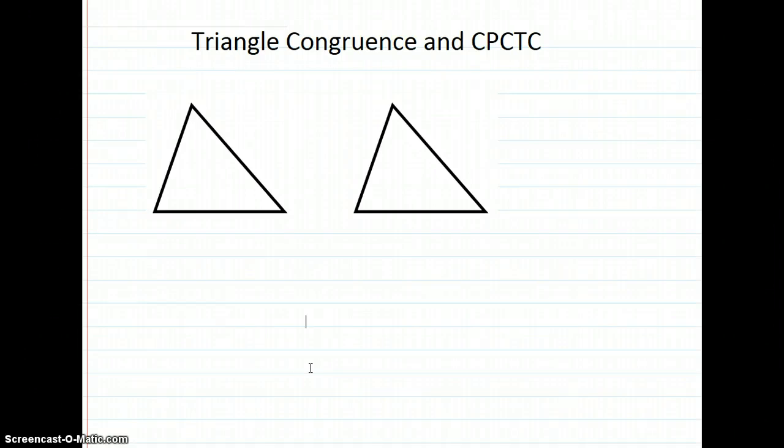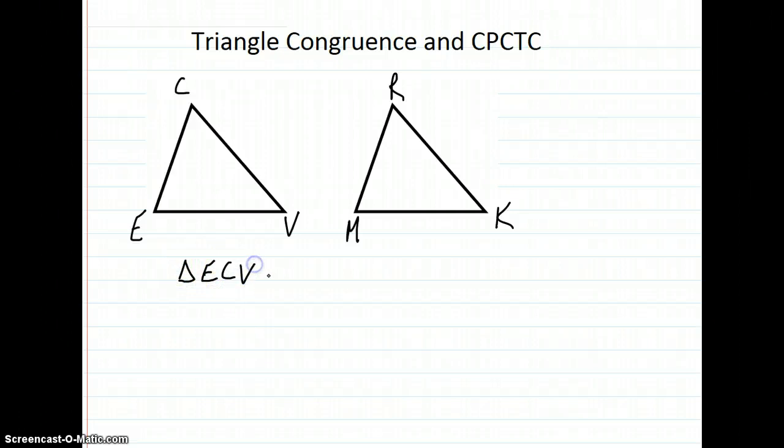Alright, today we're going to talk about triangle congruence and CPCTC, and we'll figure out what that means in just a minute. So let's go ahead and look at these two triangles. Let's call this one ECV, and we'll call this one MRK. And I'm going to tell you that triangle ECV is congruent to triangle MRK.